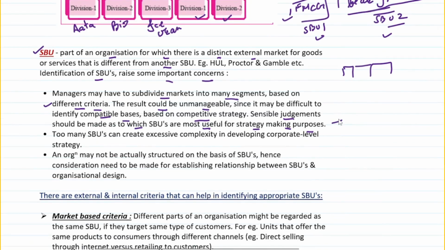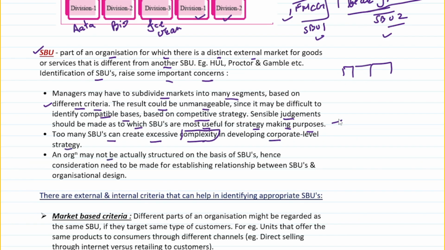Now what is the next important concern? Too many SBUs can create excessive complexity. So you cannot have too many SBUs. There should be a cap on the number of SBUs that we have. You cannot have an innumerable number of SBUs because that can create a lot of complexity in developing corporate level strategy.